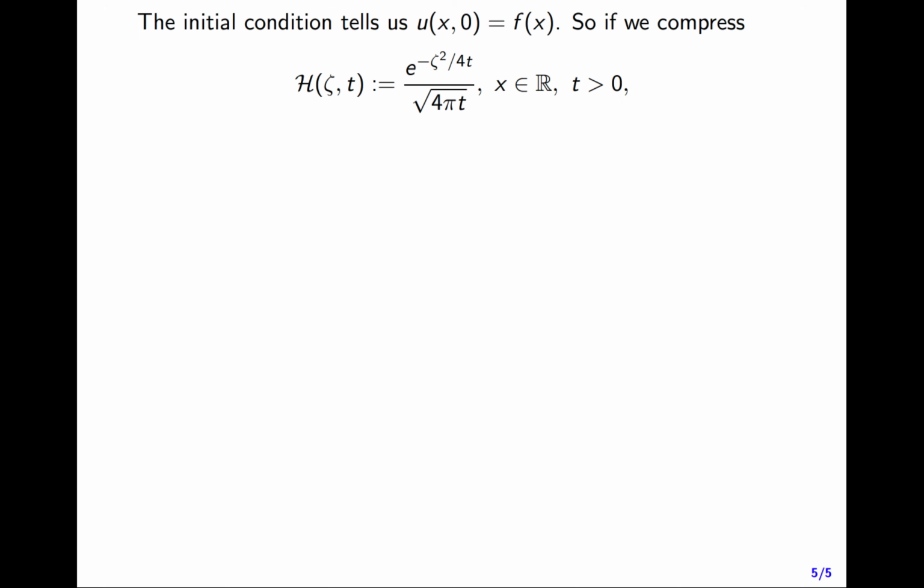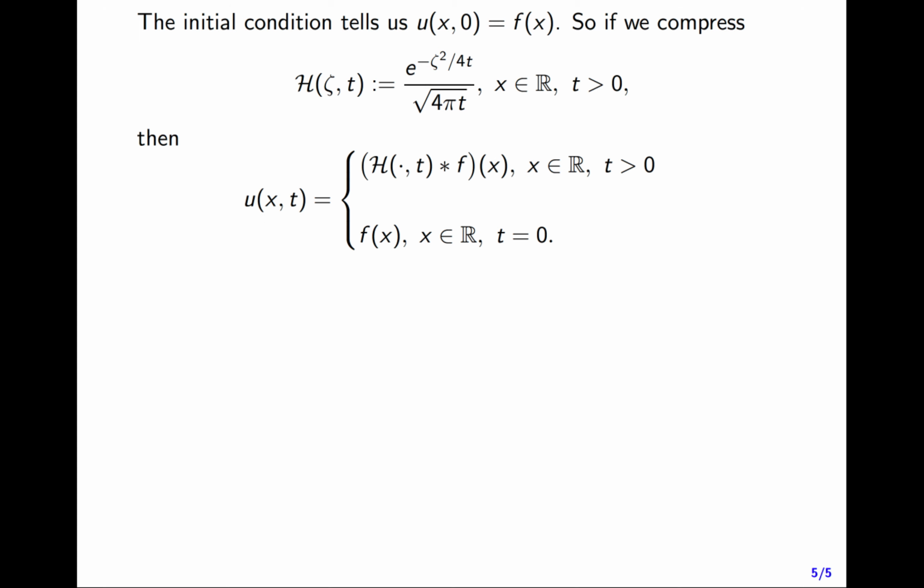So let's compress our notation a little. Let's put h of zeta,t to be e to the minus zeta squared over 4t, whole thing divided by root 4 pi t, and we'll do this for zeta in R, not x in R, and for t positive. Then we get the following. u of x,t is h of dot,t convolved with f at x for all real x and t positive, and f of x for all real x and t equals 0.